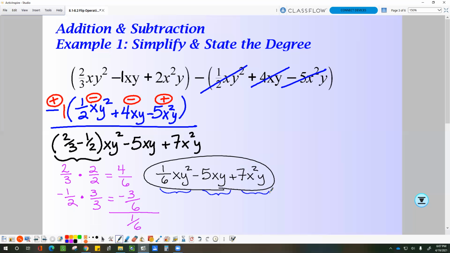This first term has 1x and 2 y's. That's 3 variables, so it's degree 3. The second term has 1x and 1 y. That's 2 variables, so it's degree 2. And my third term has 2 x's and 1 y. That's a degree 3. So I would say that this answer is degree 3.